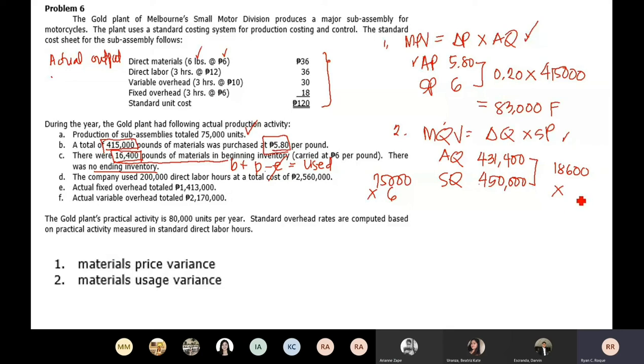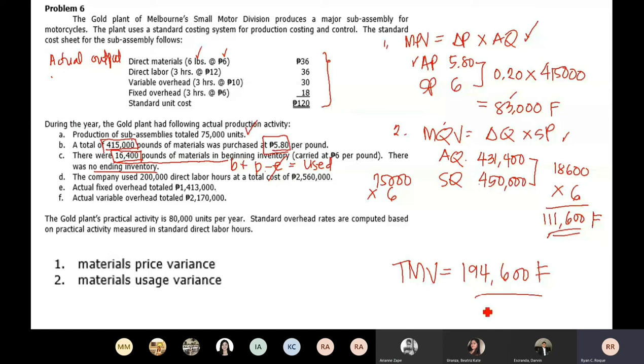Multiply natin ang standard price. Standard price ng materials ay 6 pesos. So therefore, ang answer natin ay 111,600. Is it F or U? Mas mababa ang actual. Therefore, ito ay favorable as well. Okay? So that would be your materials usage variance. Tinanong sa exam, total materials variance. You just have to add the two. 83,000 plus 111,600. That would be 194,600 favorable na variance.